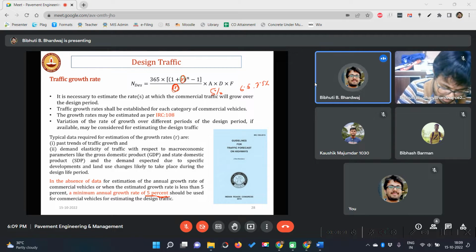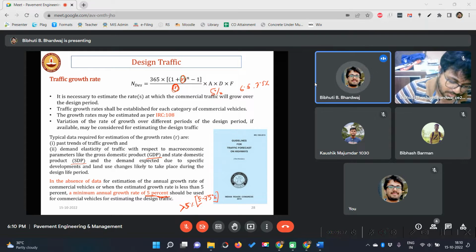We discussed the different factors which influence this rate of growth, like the GDP, SDP, sale of automobiles, so how the automobile industry is growing. Based on different factors, we can find out this traffic growth rate. But anyway, it should be given in the question, and if it is not given, you can consider any value in between, greater than 5%, and 5 to 7.5% is the range which we generally consider.